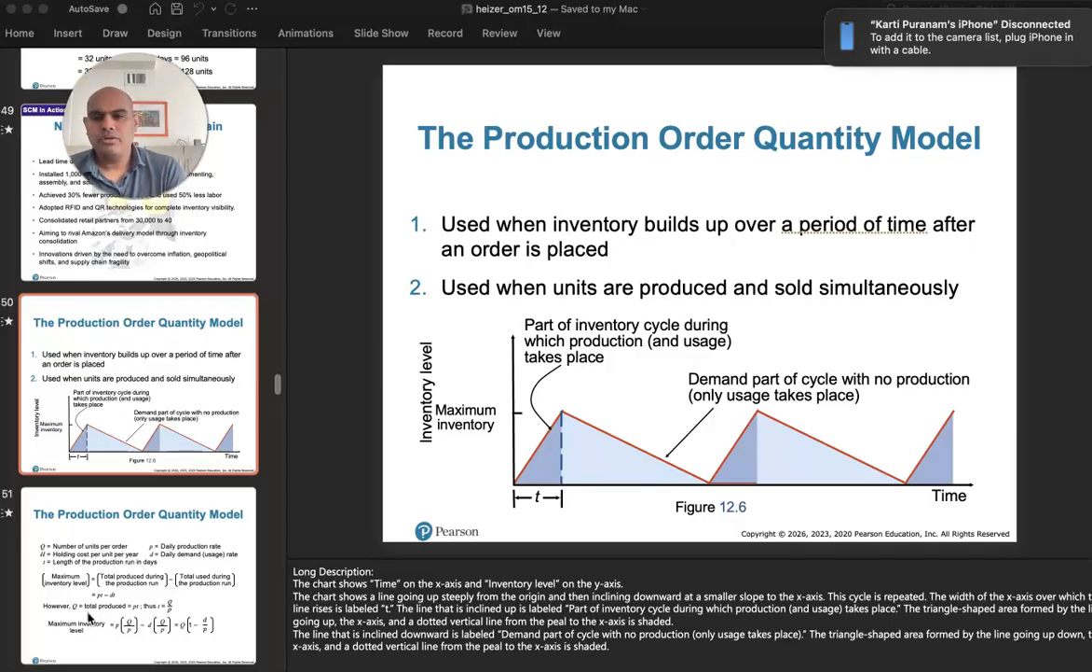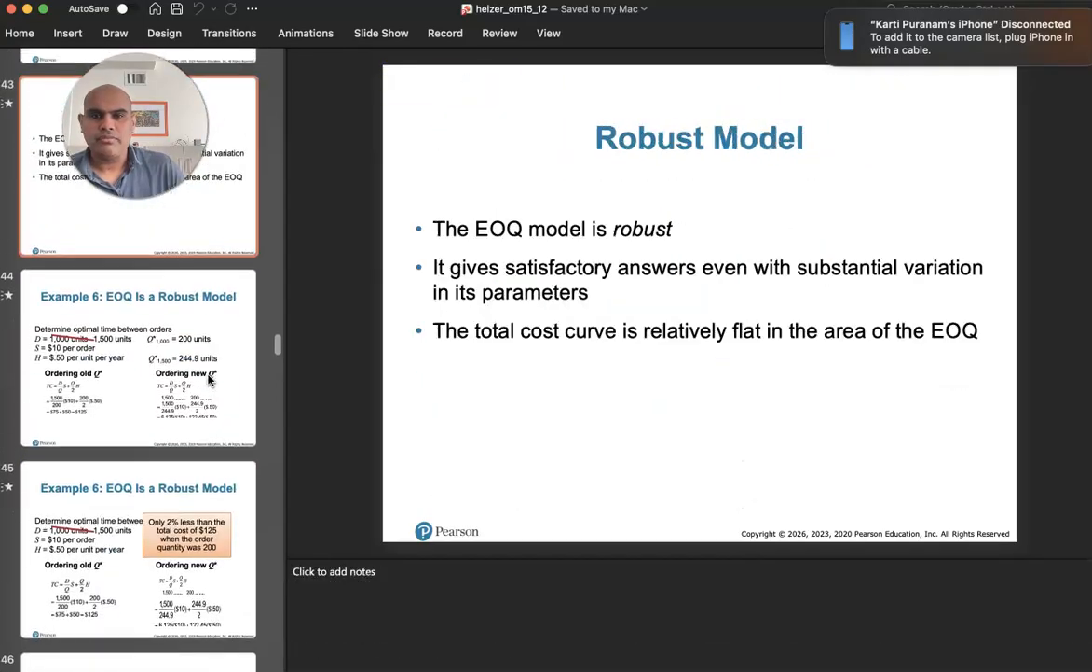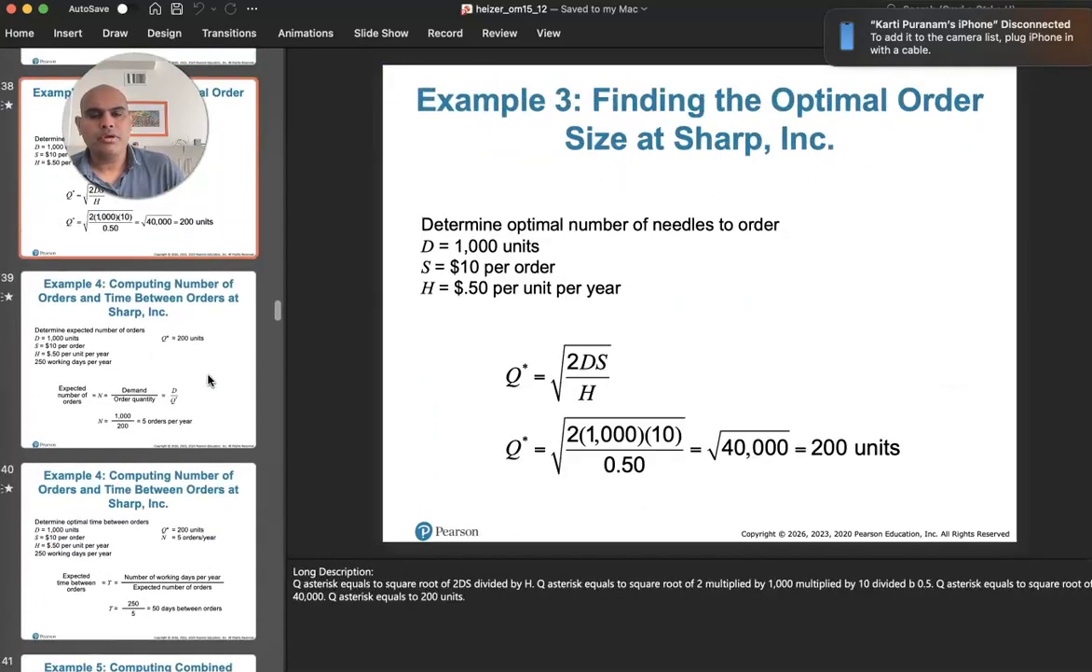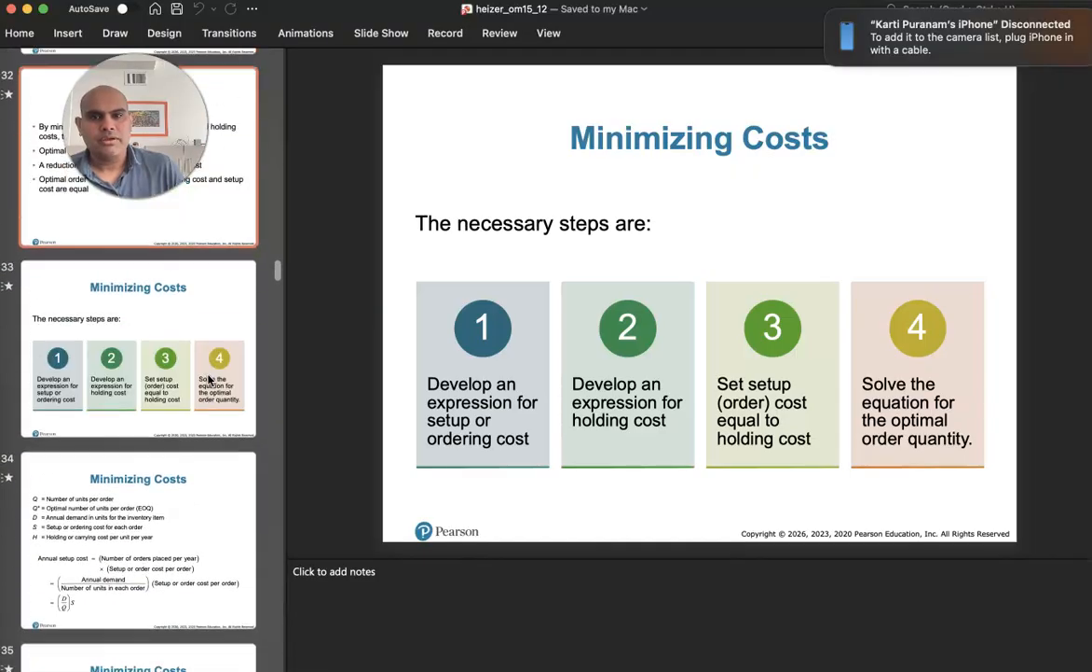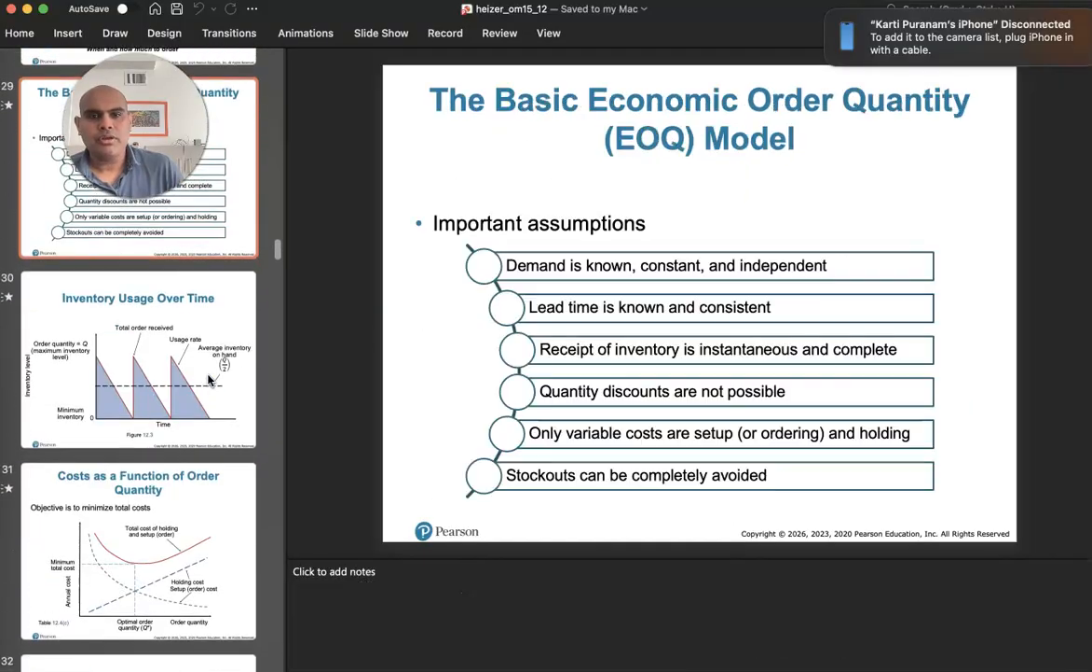In the last video, we looked at the economic order quantity model. Let me quickly go over it once again so that we have a decent idea of where we're starting. In the economic order quantity model, we made a few assumptions, and some important ones. We assume that demand is known and constant, lead time is known and consistent.